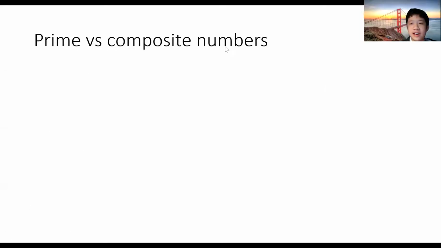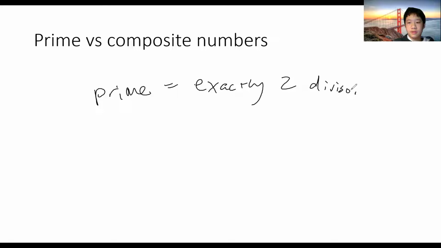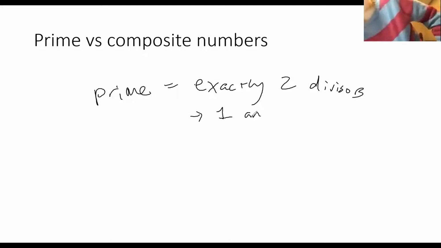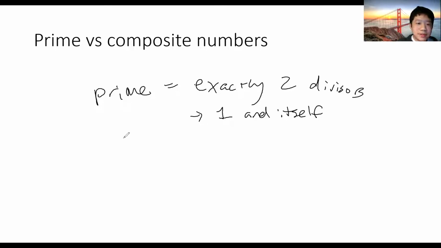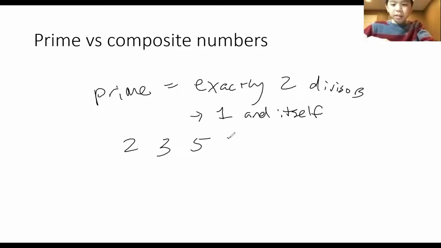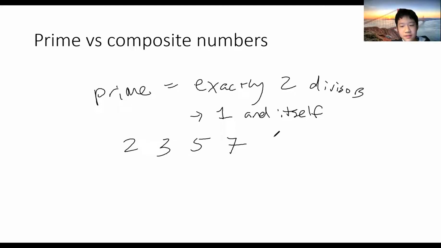The next one. Now we have prime versus composite numbers. What are prime numbers? By definition, prime numbers are numbers with exactly 2 divisors, which are 1 and itself. Basically, prime numbers are 2, 3, 5, 7, 11, 13. There's another word for divisors: factors. Factors and divisors are the exact same thing.